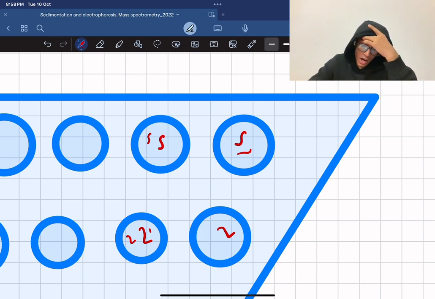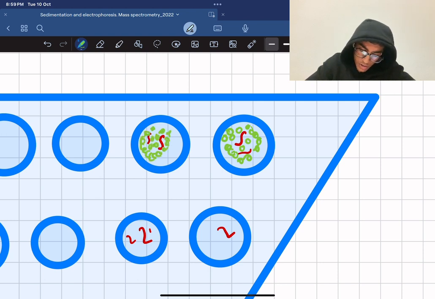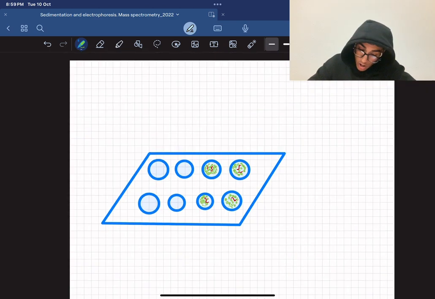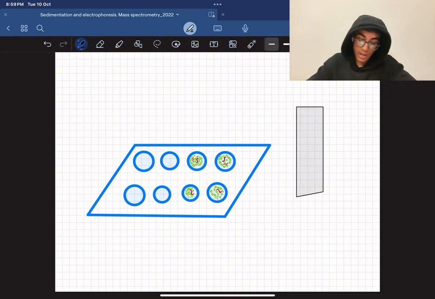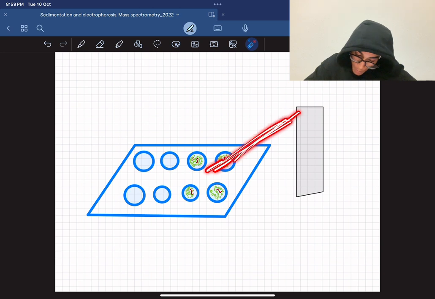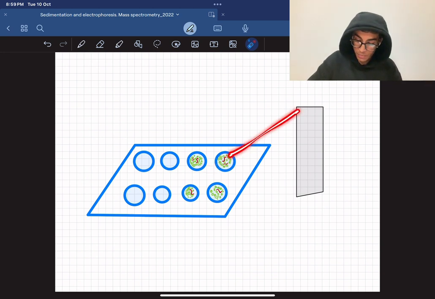But then there's another thing around all of this, inside these wells, these circle holes. There's something called a matrix. This is a substance which surrounds whatever particle you're trying to separate. It surrounds the whole thing, basically acting like a shield. From what? Because the coolest thing ever happens here right now. A laser machine shoots lasers, boom, boom, boom, right at it. The laser goes straight onto this.